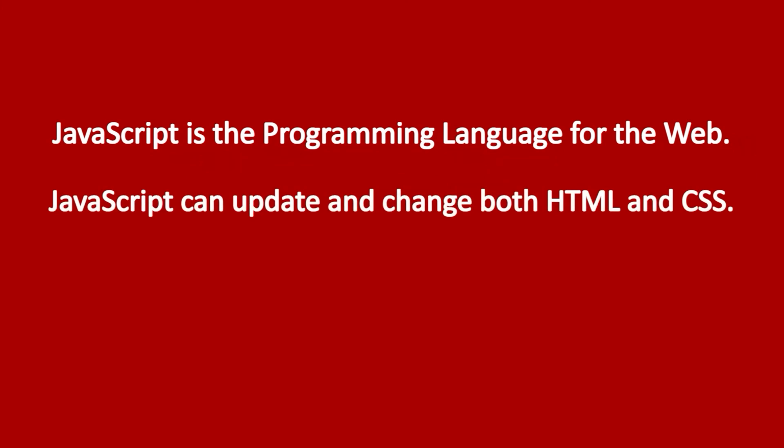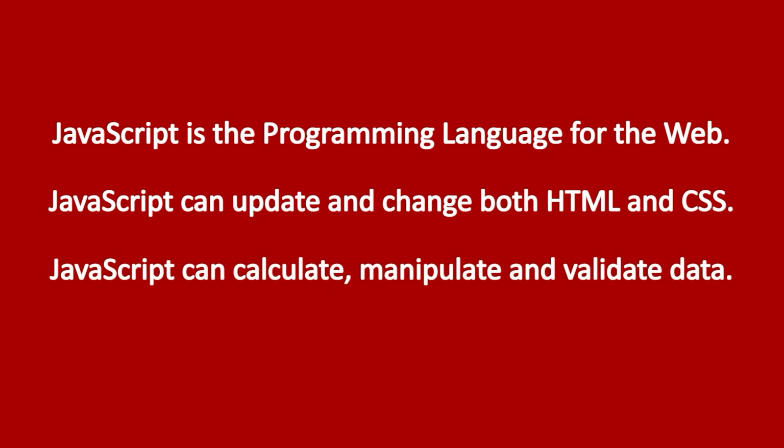JavaScript can update and change the HTML and CSS. Here HTML is the markup language and CSS is the cascading style sheet. So with the help of JavaScript, you are able to update and change HTML and CSS properties. HTML stands for Hypertext Markup Language, and we develop all the basic building blocks of an element using this HTML. Now let's see one more.